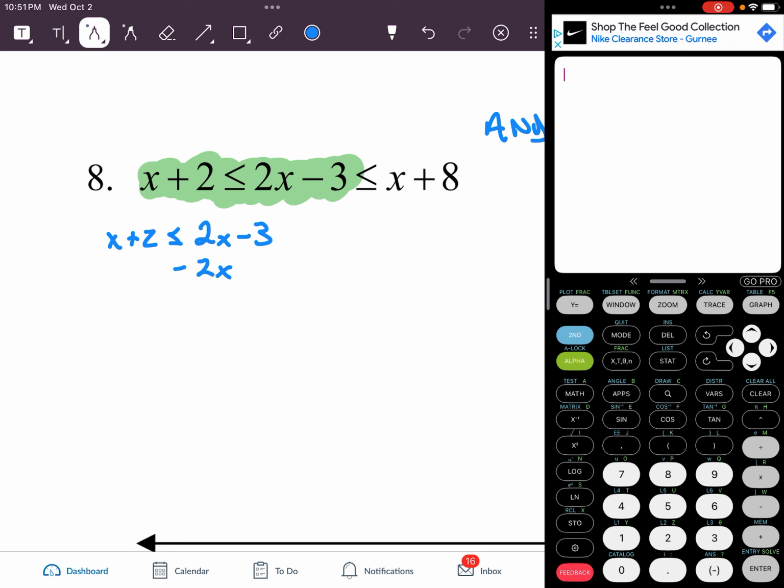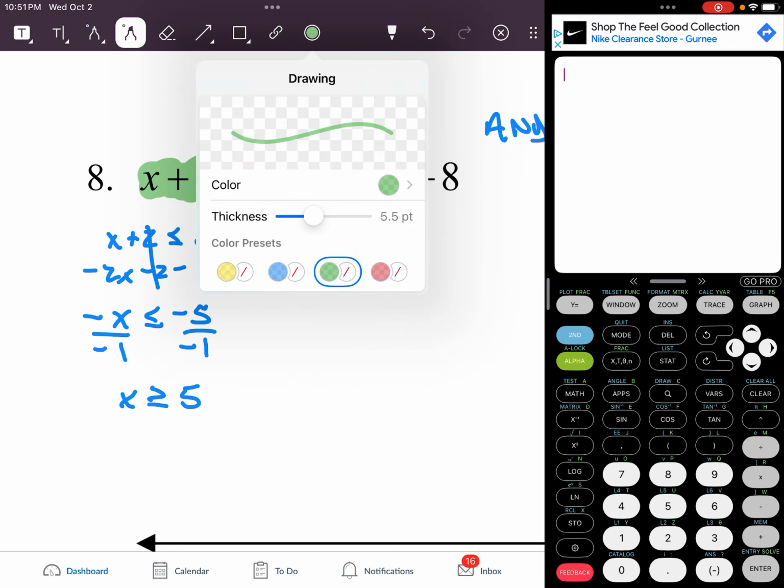Solve that out. Subtract 2x. Subtract 2. Those go, those go. So we have negative x is less than or equal to negative 5. Dividing by negative 1 switches my inequality sign to be greater than or equal to. That's our first inequality.